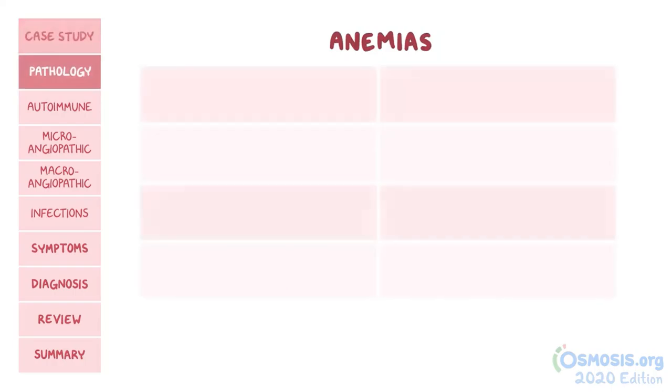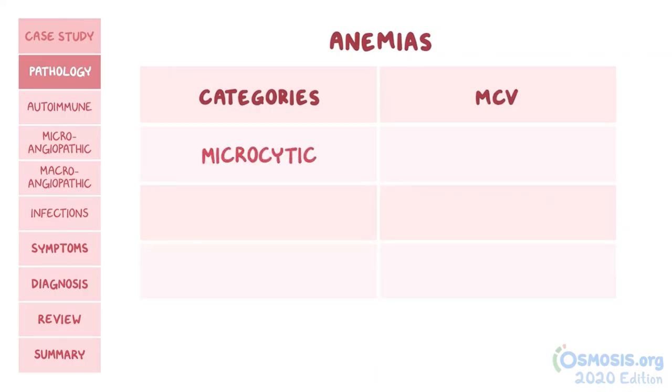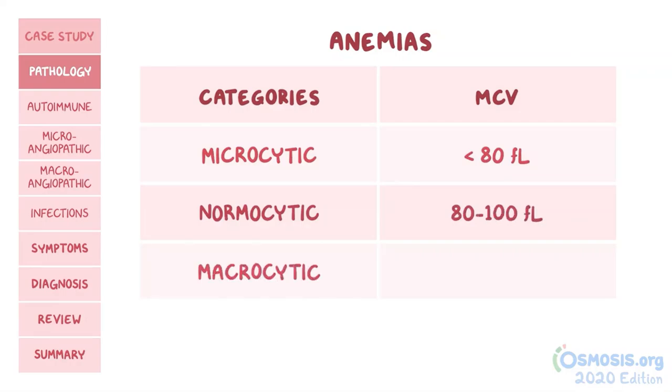Now, anemias can be broadly grouped into three categories based on MCV, which reflects the volume of a red blood cell. So microcytic anemia is where the MCV is lower than 80 femtoliters, normocytic with an MCV between 80 and 100 femtoliters, and macrocytic with an MCV larger than 100 femtoliters.